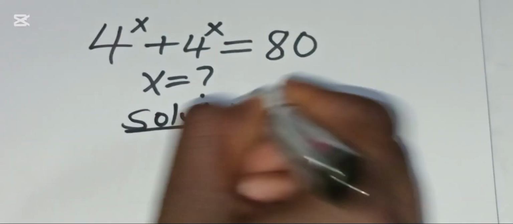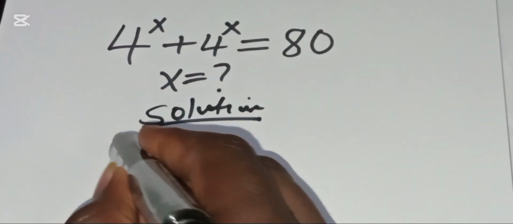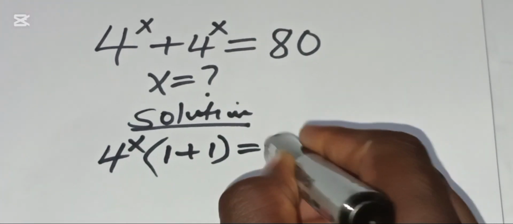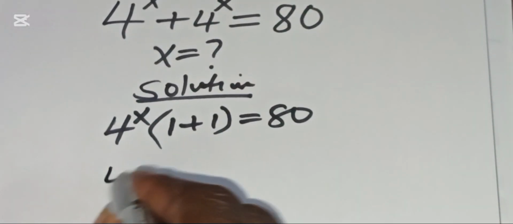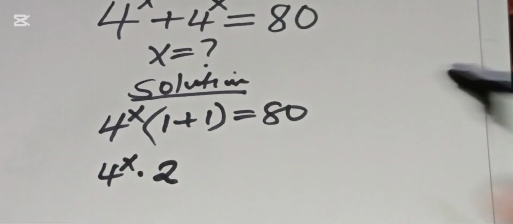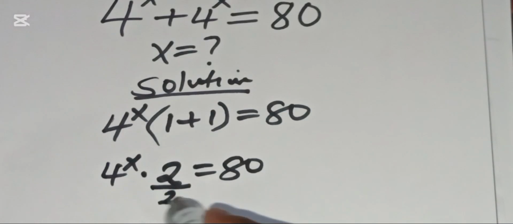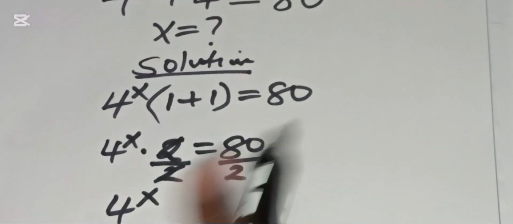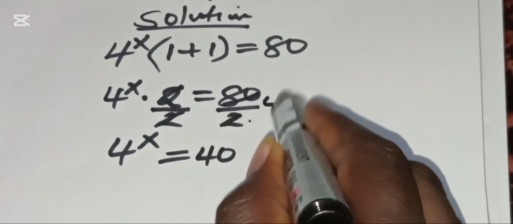To this problem, we have that 4 raised to power x plus 4 raised to power x is common. So we can factor out 4 raised to power x so that we'll have 1 plus 1. This is equal to 80. Now from here, we're going to have 4 raised to power x multiplying by 2 from 1 plus 1. This is 2. So this is equal to 80. So from here, we divide both sides by 2 so that we're going to have 4 raised to power x. This is equal to 40.